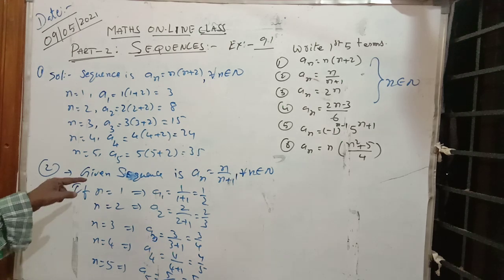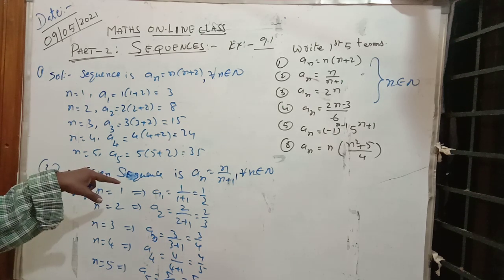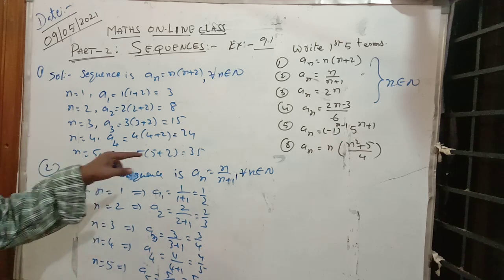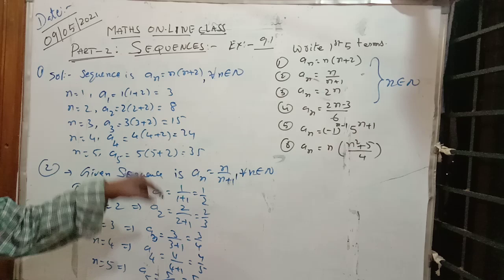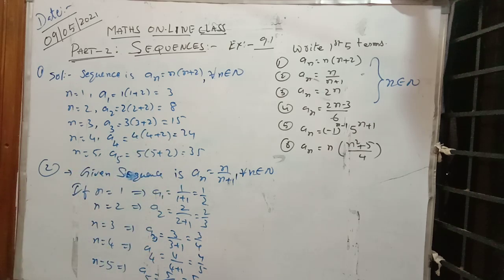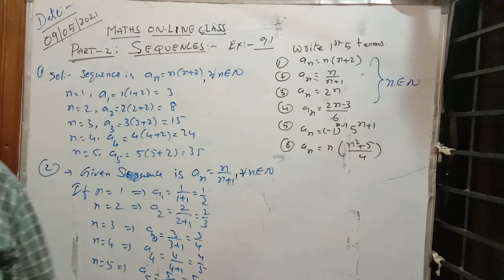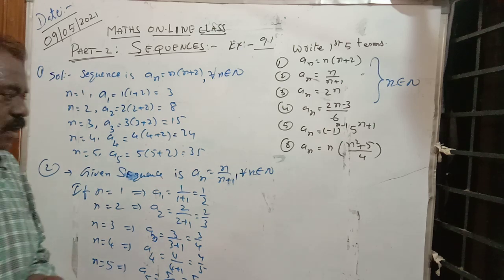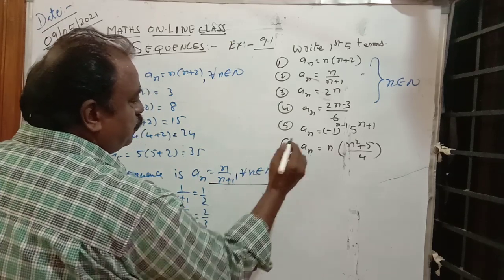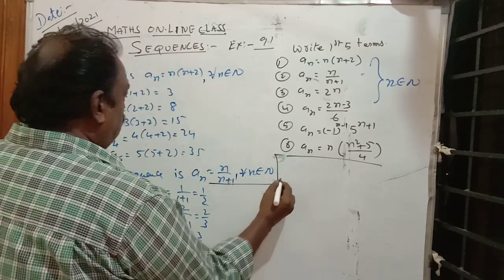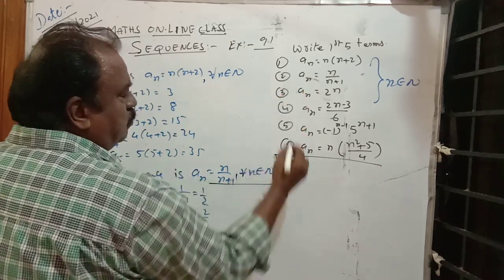So here also we found the first 5 numbers or 5 terms or 5 elements of the given series. Is it clear? Yeah. Next, we'll go to the next one. That is the third problem.